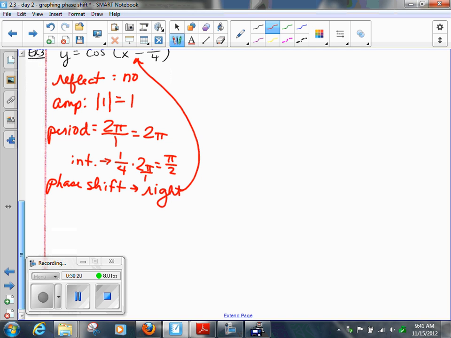Phase shift, we got that. Does this have a vertical shift? No. No vertical shift. So that means my oscillation line is where?